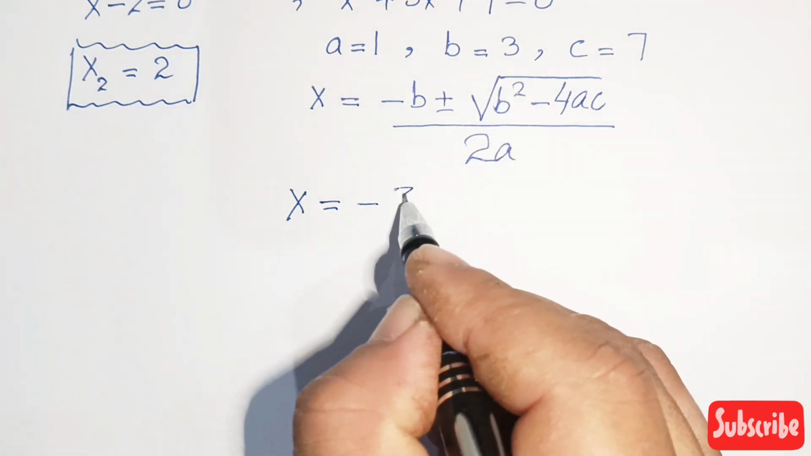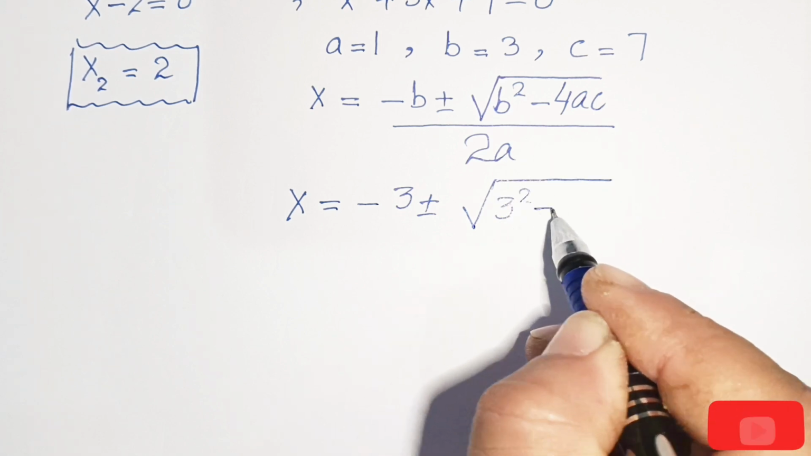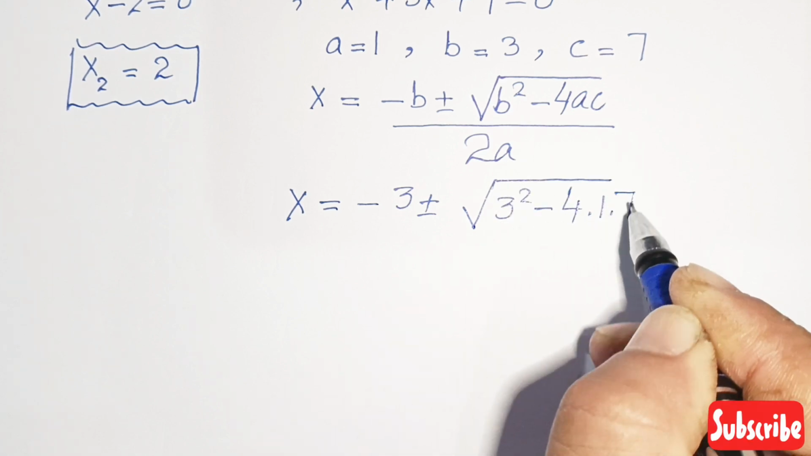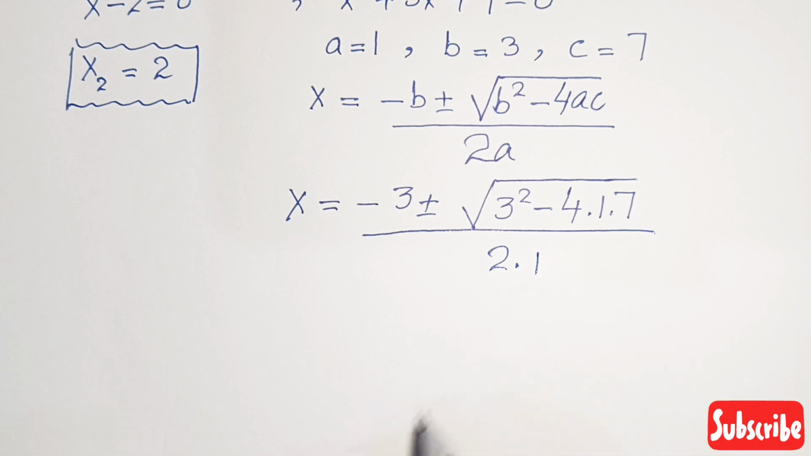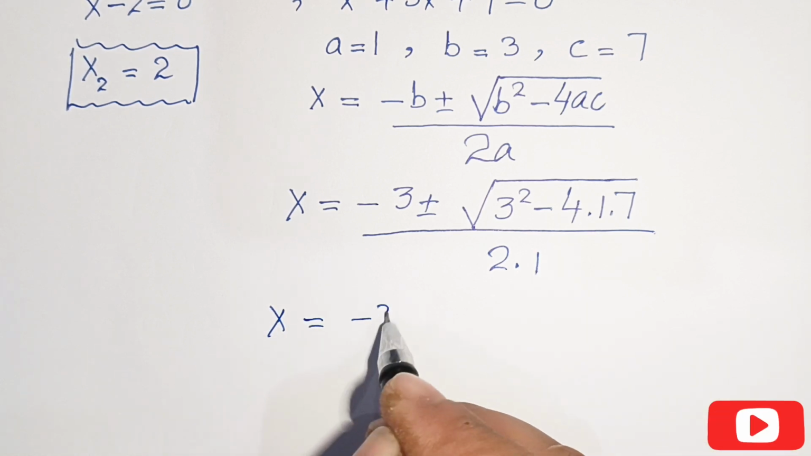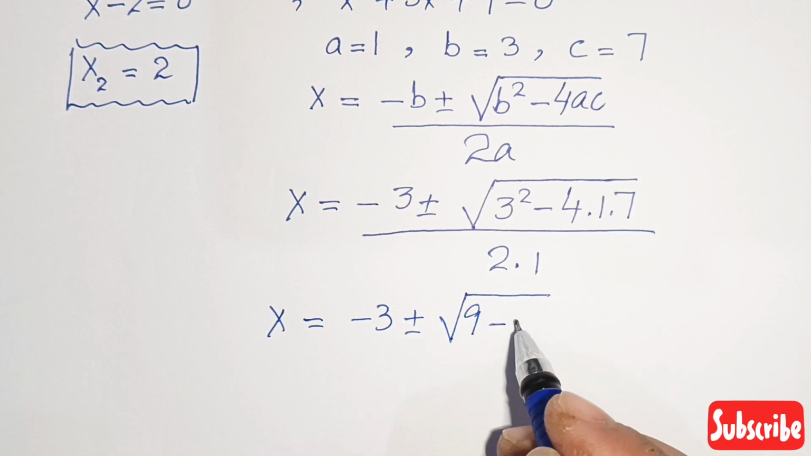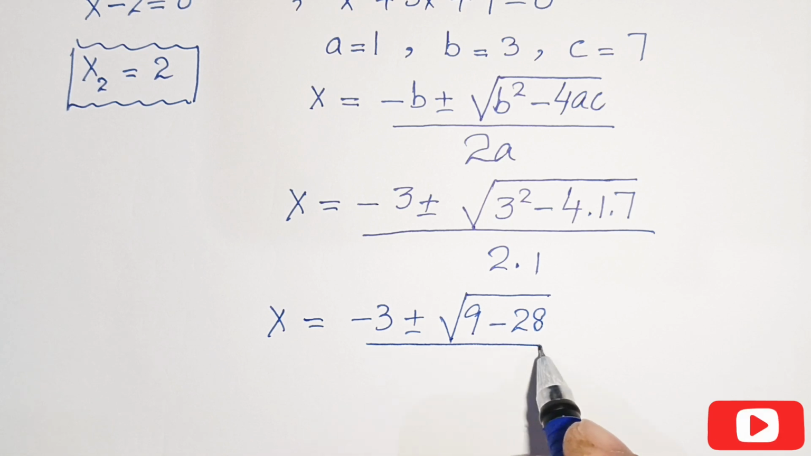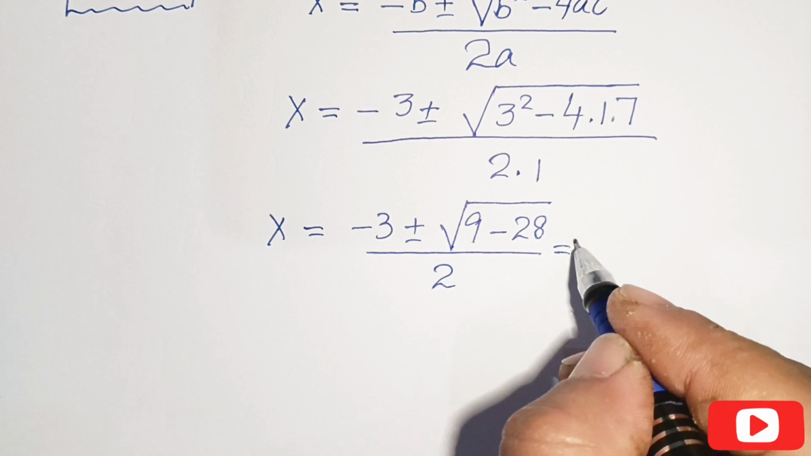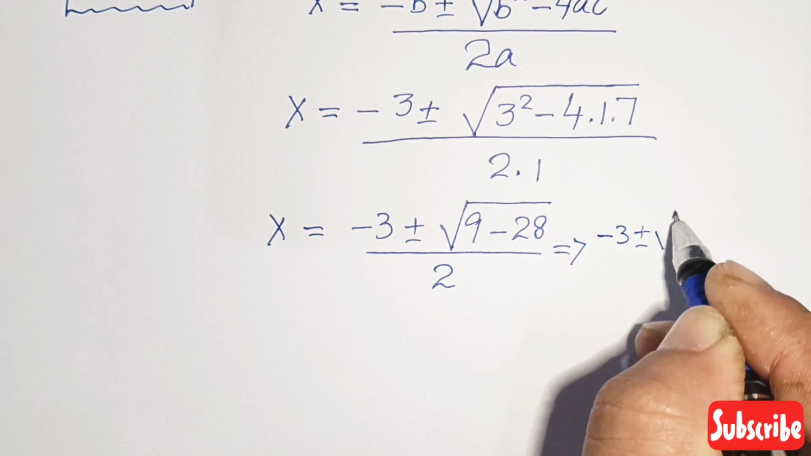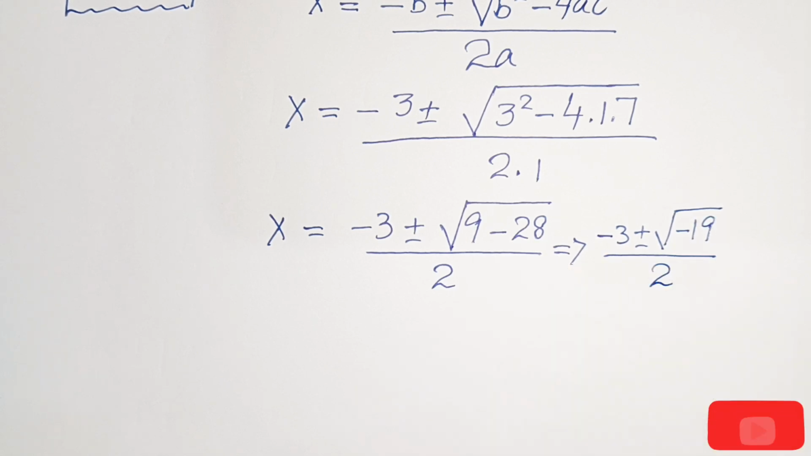So here we have x is equal to minus 3 plus minus square root of this b squared, 3 squared, minus 4 times a is 1, c is 7, all over 2 times a is 1. So here we have x is equal to minus 3 plus minus square root of 3 squared is 9, and minus 7 times 4 is 28 all over 2. So our next step will be, it is equal to minus 3 plus minus square root of minus 28 plus 9, we get minus 19 over 2.